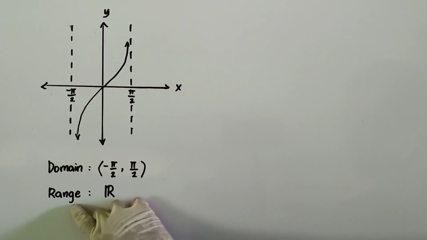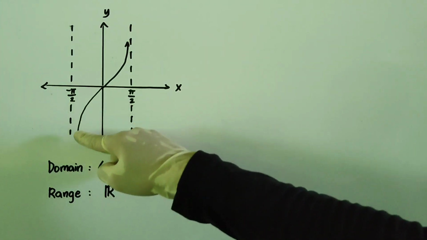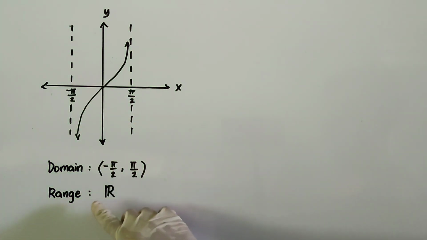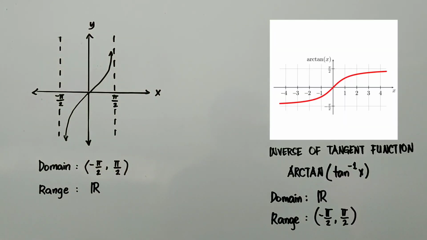And for the range, since this will extend upward and also this one will extend downward, the range is all the set of real numbers. We have here the graph of the inverse of tangent function, or the arctan, and this is the symbol of arctangent.